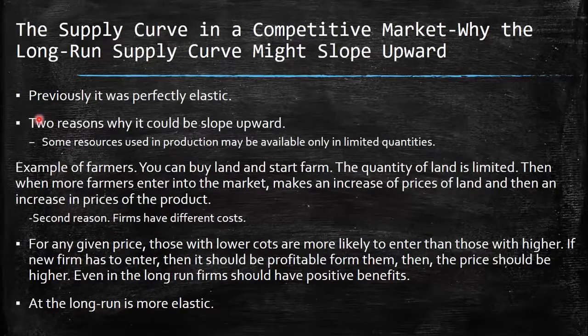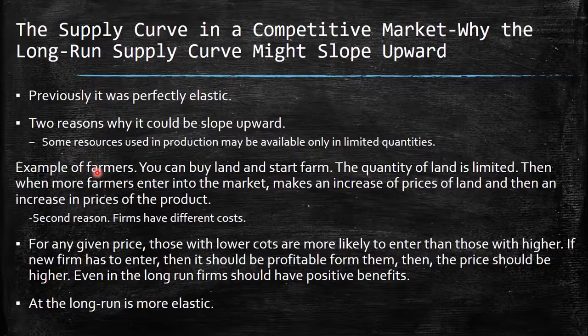So here there are still two reasons why the long run supply curve might slope upward. Remember, we already saw when it was perfectly elastic. It means that it doesn't matter if the price is higher, there are no changes at all in prices. The production is going to be exactly the same. And why could it slope upward?